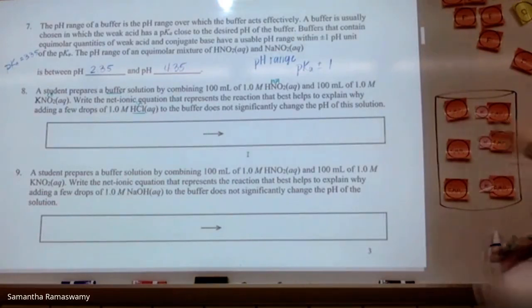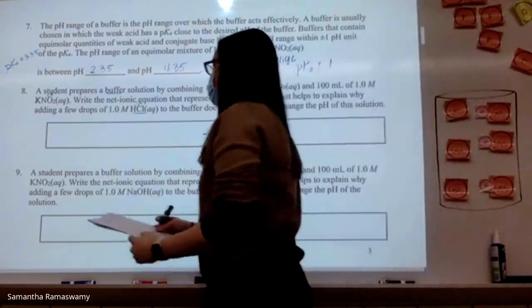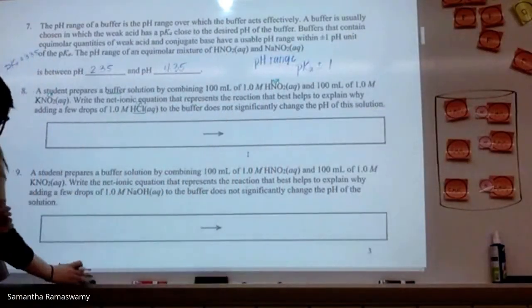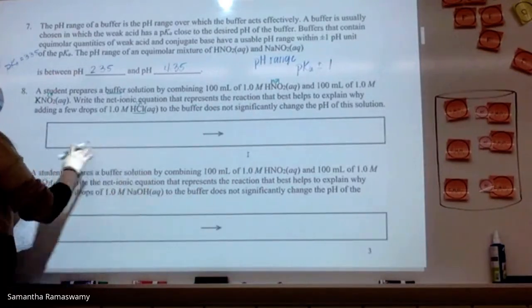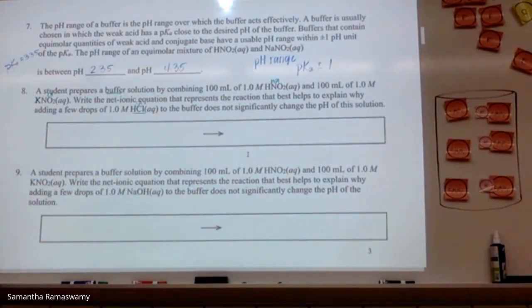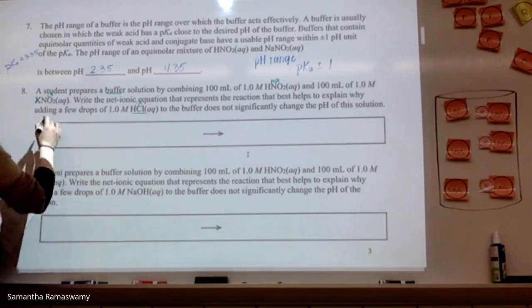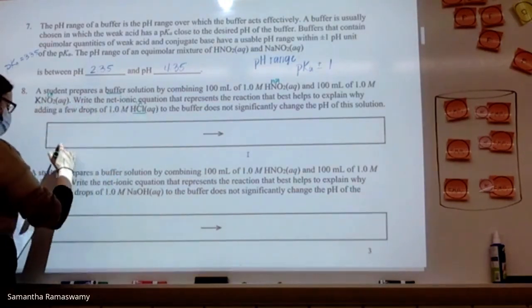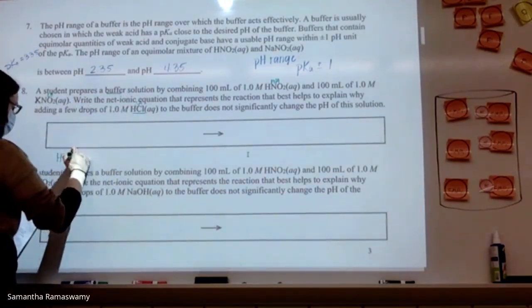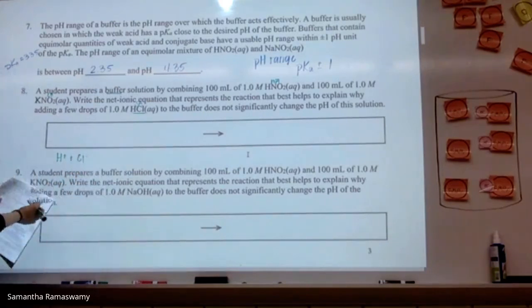So we want net ionic. I'm going to think about the equation down here. If I have a strong acid, that's H plus Cl minus. Strong, it breaks apart. Which part of the buffer is going to neutralize added acid? The acidic part or the basic part?